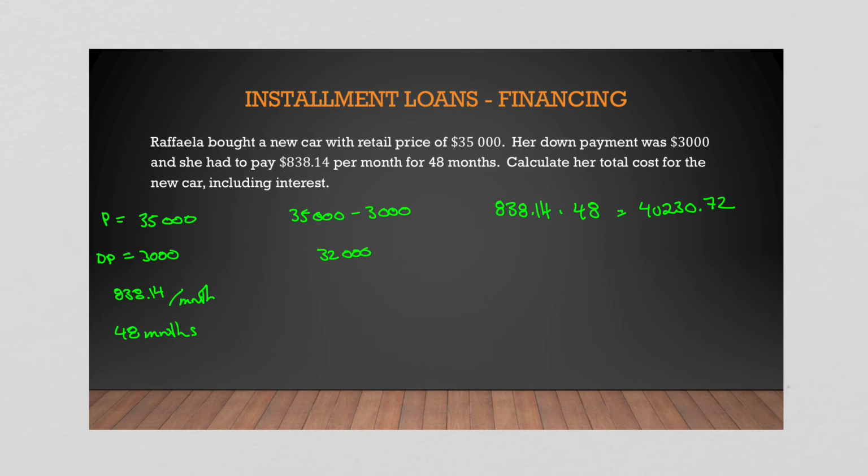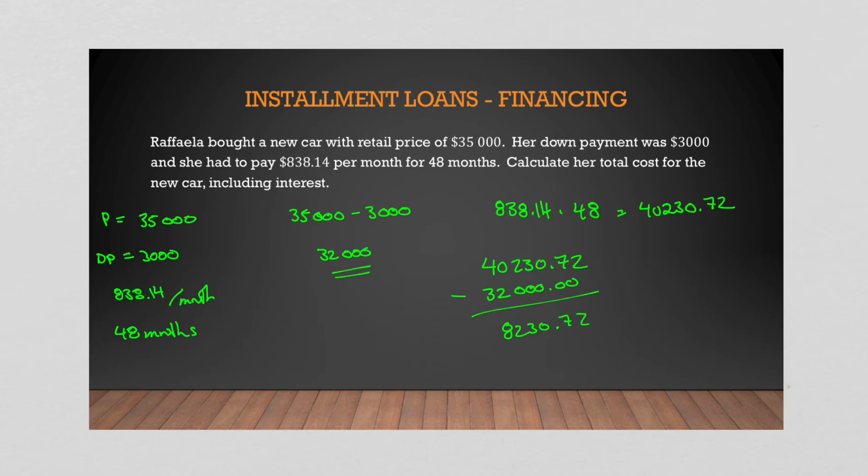Well, if you think about the fact that she put down $3,000 right off the bat, then she really only owed $32,000 as a remaining amount. And if her total payments, which started after she bought the car, amounted to that amount of money, if we subtract $32,000, we get an amount of $8,230.72. So that's how much interest she paid.